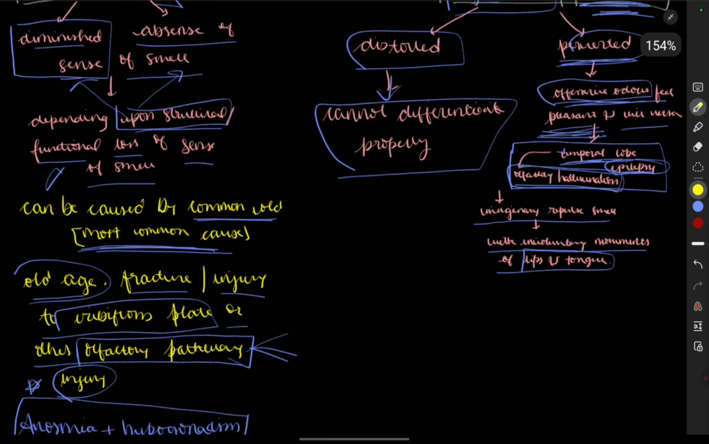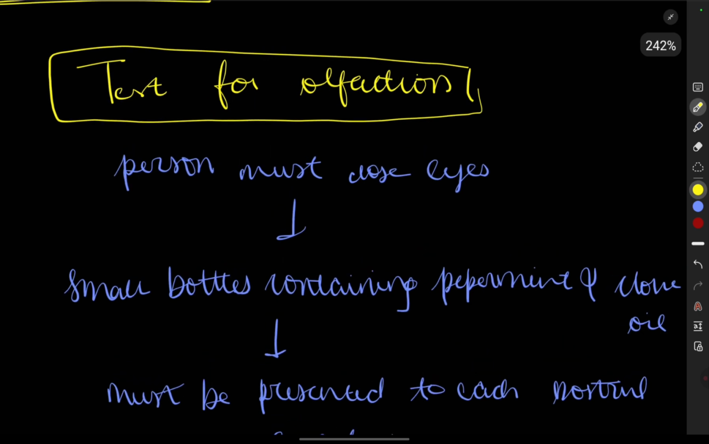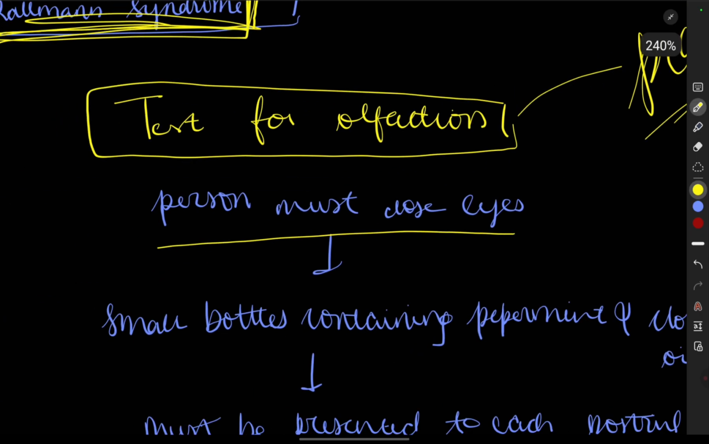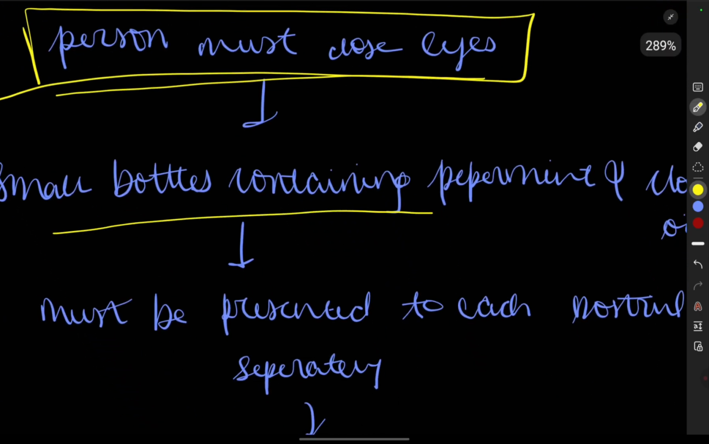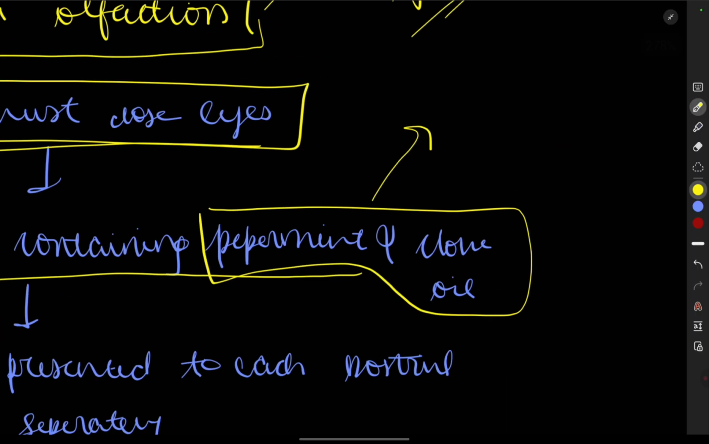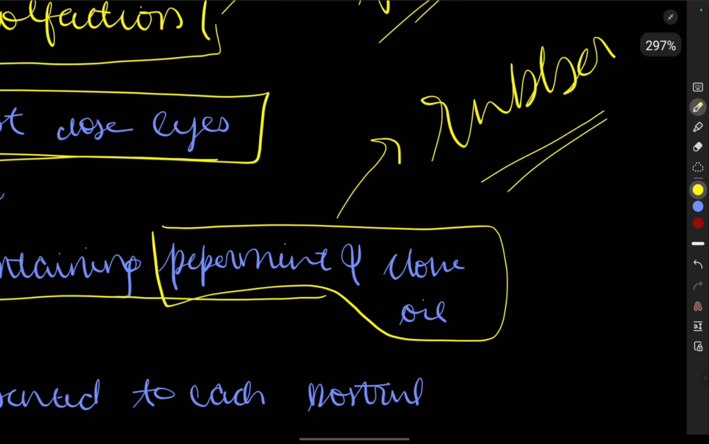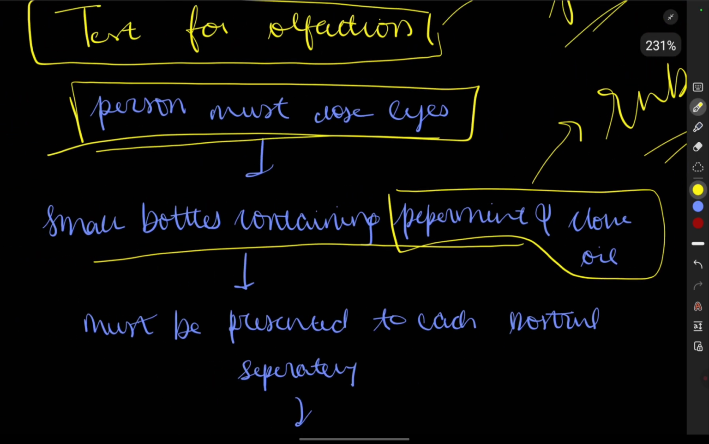Now the test for olfaction. This is the last topic. The person's eyes must be closed. This we have done in the practicals, of the cranial nerve. So, test for olfaction. The person must close his or her eyes. Small bottles containing peppermint and clove oil are used, and they are sealed with rubber airtight caps or airtight covers, so that it doesn't evaporate, as it is volatile.